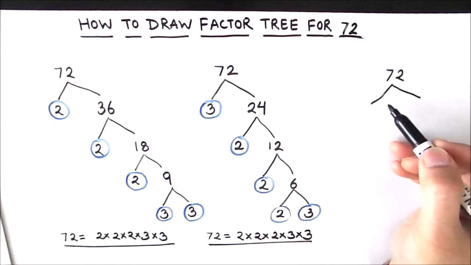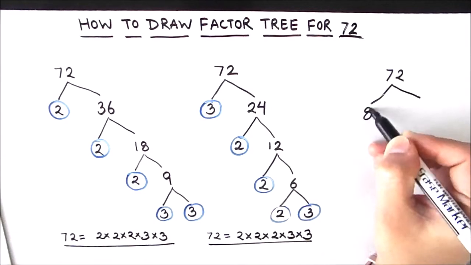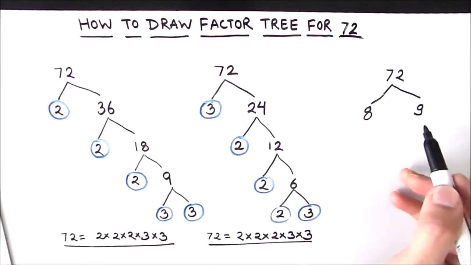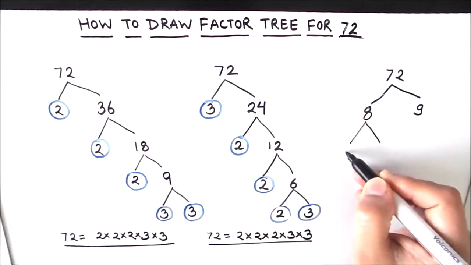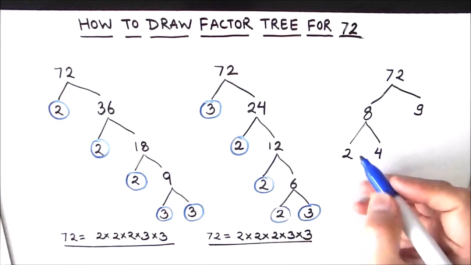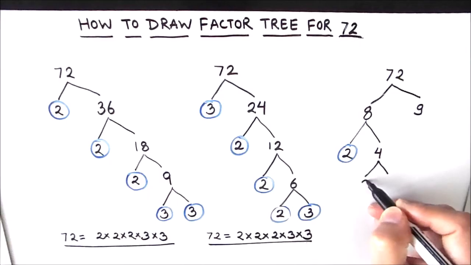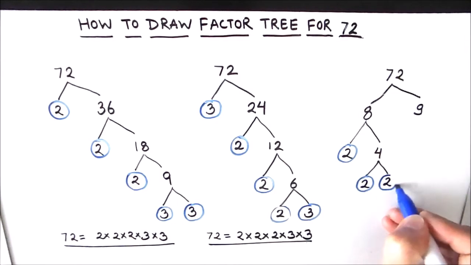Here we can write 72 as two factors which are not prime numbers. So 8 times 9 is 72. And now we can write 8 and 9 as the product of two factors. So 2 times 4 is 8. Here 2 is a prime number. We are going to circle that. And the factors of 4 can be written as 2 times 2. We are going to circle all the prime numbers here.